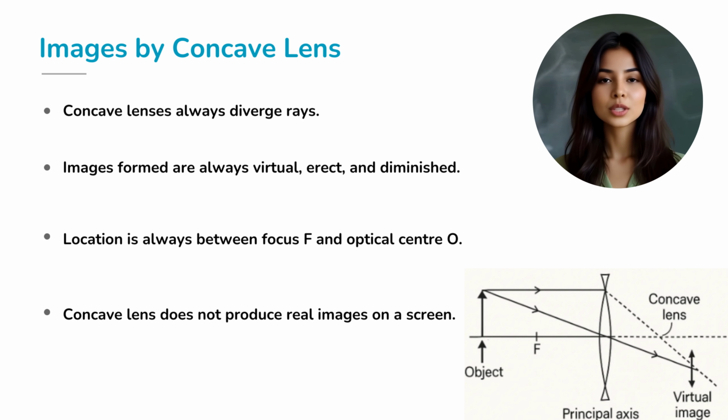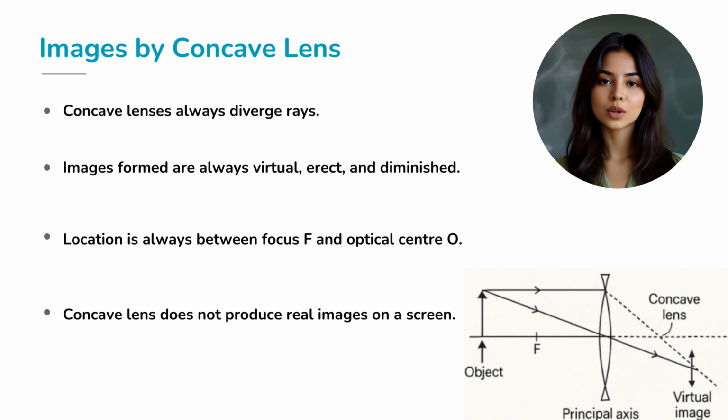Now let's turn to the concave lens, the complete opposite personality of the convex one. If convex lenses are like the friendly host who pulls people together, concave lenses are like that friend who says, "Okay guys, spread out, give me space." They always diverge rays, pushing them apart. And here's something interesting: the images they form are always the same type: virtual, erect, and diminished.